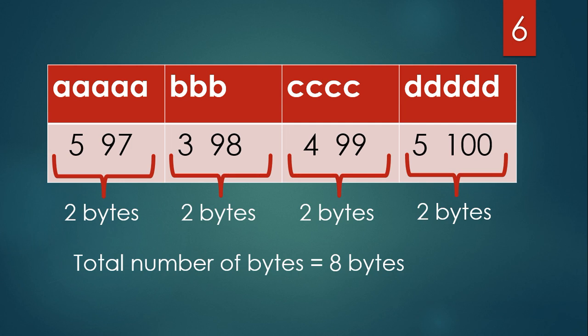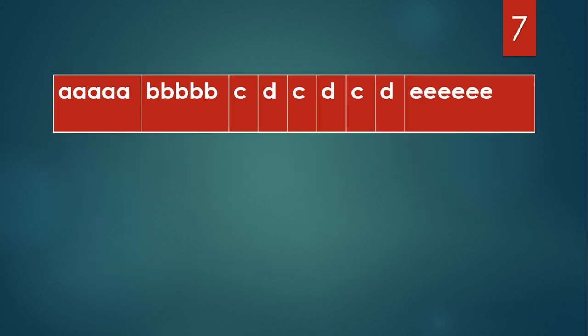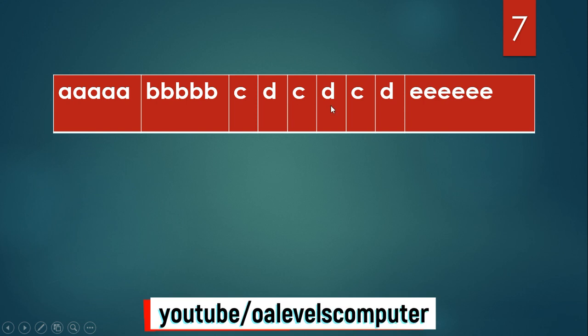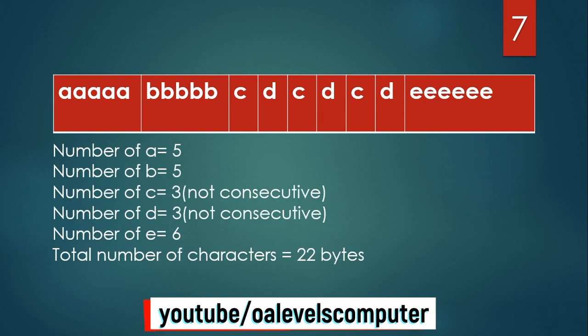But in some cases RLE is not effective, such as in this case where C and D are not in consecutive manner. C and D are not getting repeated. The chain just breaks, like C then D, C then D. So in this case these are not consecutive or repeated characters. How does RLE deal with this situation? Let's apply the same technique. We count the number of characters. Altogether these characters consume 22 bytes.